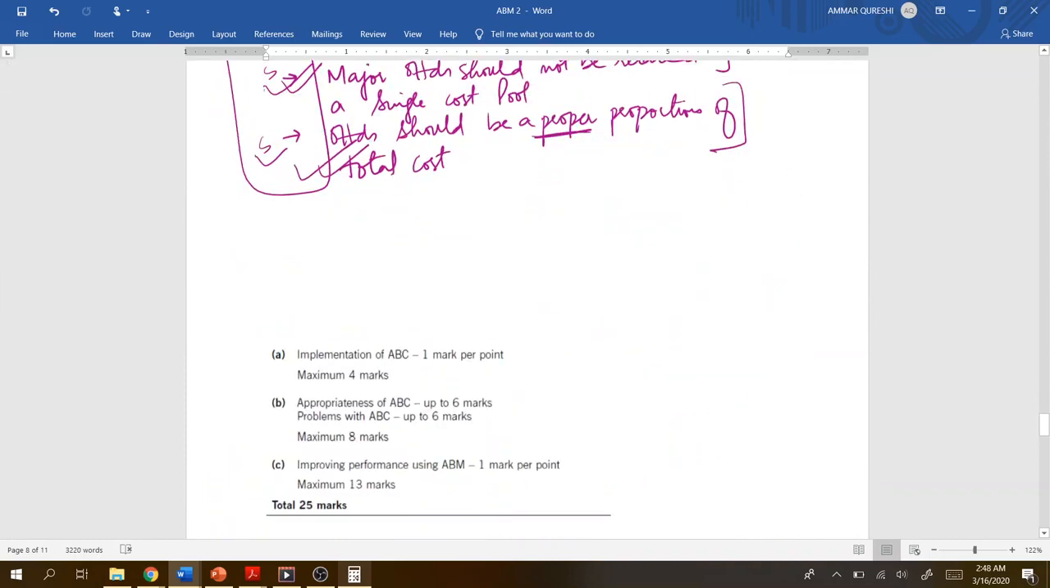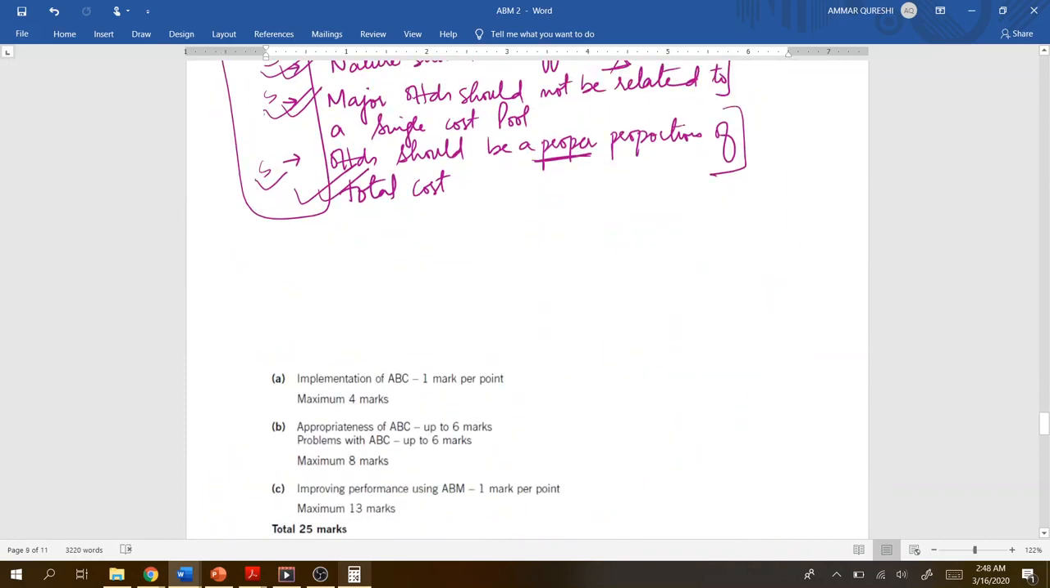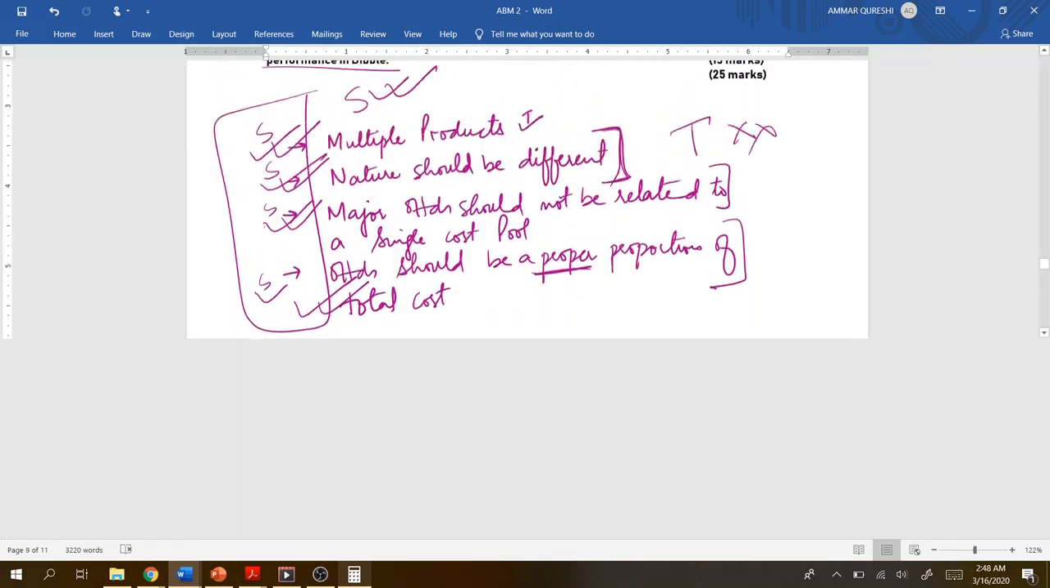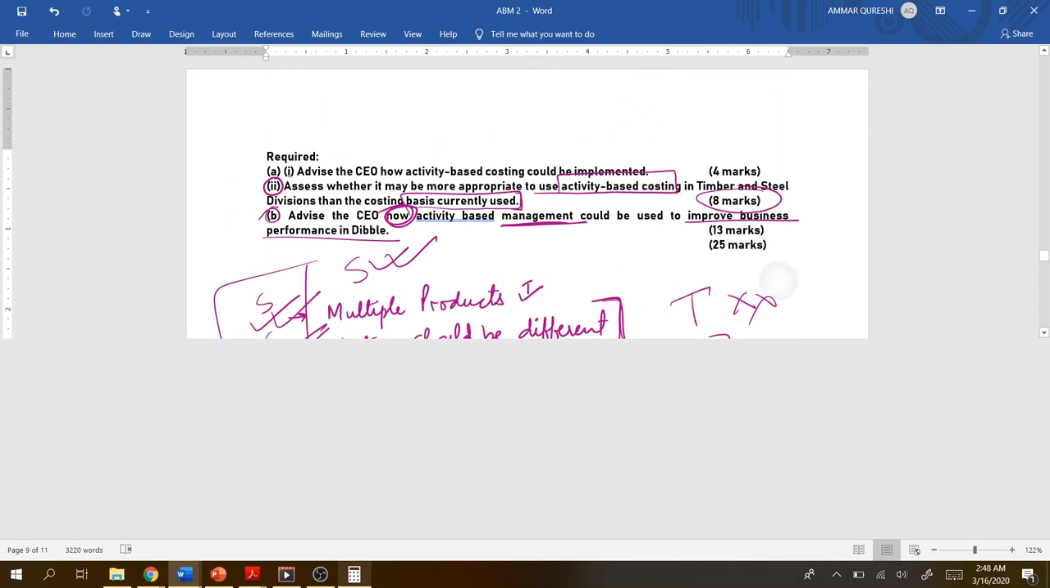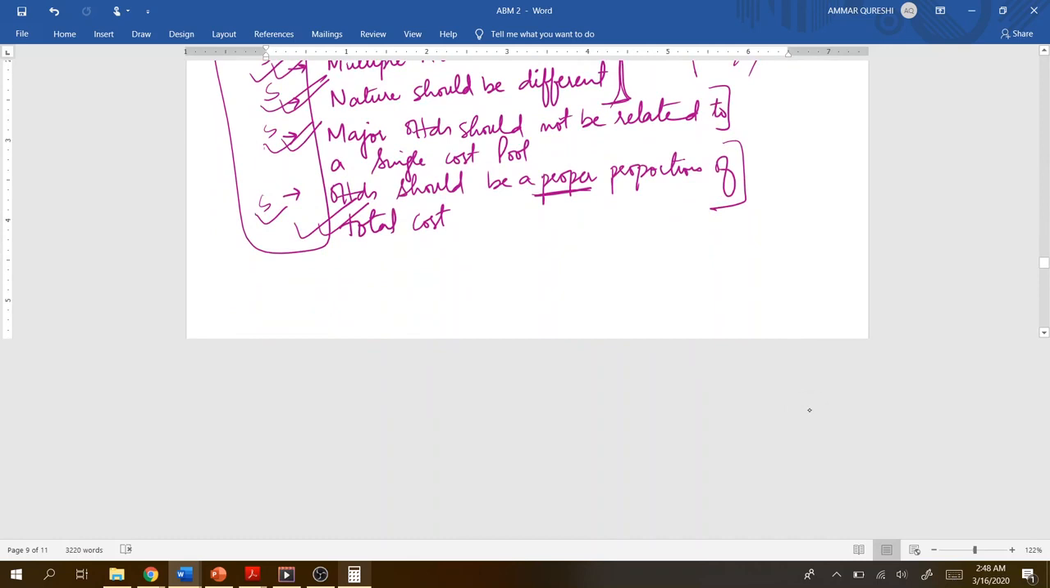What we have studied in the previous part is actually related. I just wanted to show you guys a marking scheme. So we will do it later. All right.